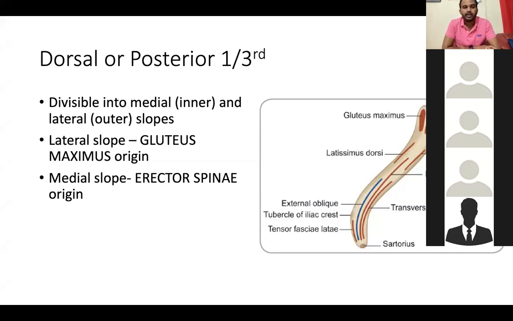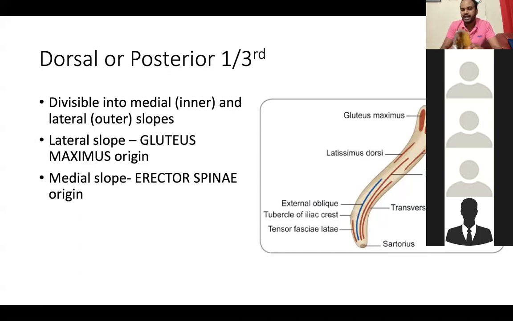So this is all about the iliac crest. This upper end of the ilium is called the iliac crest, and it is divided into anterior 2/3 and posterior 1/3. Anterior 2/3 is again divided into outer lip, inner lip, and intermediate area. The dorsal segment, which is called posterior 1/3, is divided into outer sloping area and inner sloping area.